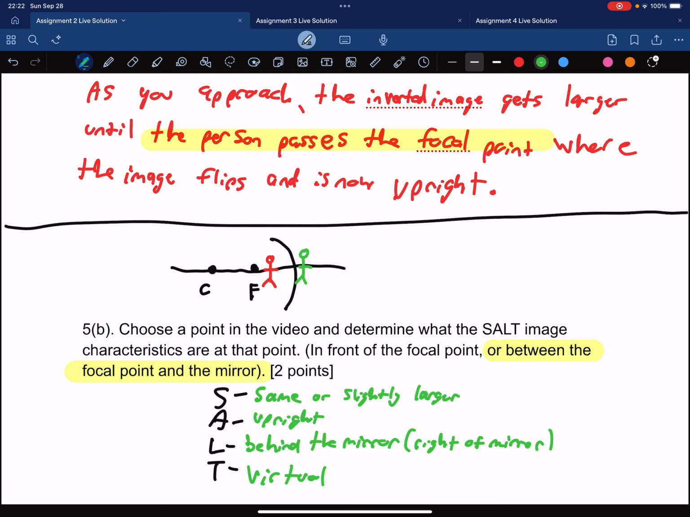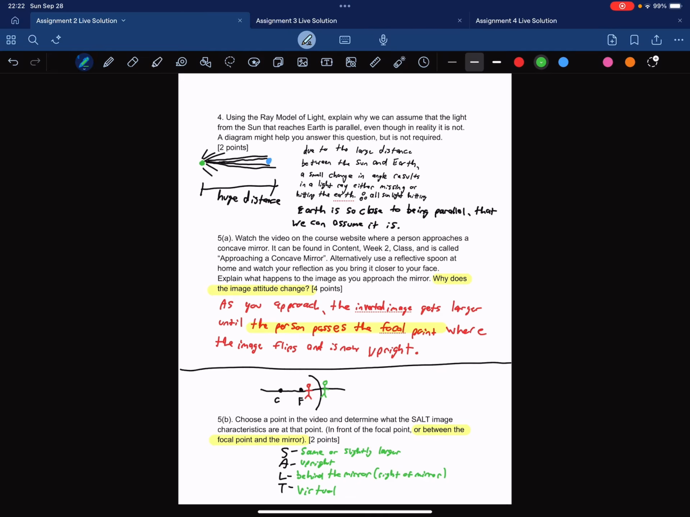If you chose the other outcome, it would have been either smaller or larger, depending on where exactly you said you were. It would have been inverted. It would have been in front of the mirror. In this case, the image depends on whether your object is between the center and the focal point, or in front of the center, or to the left of the center. And in all of those cases, the image would be not vertical, real instead of virtual, is what I meant to say. So that is number 4 and 5.